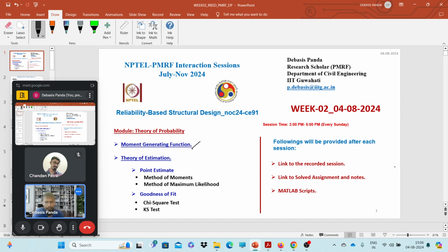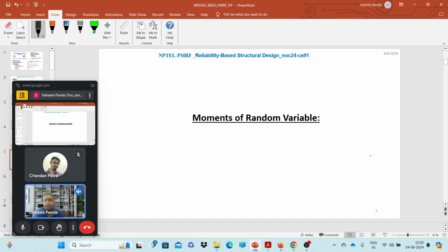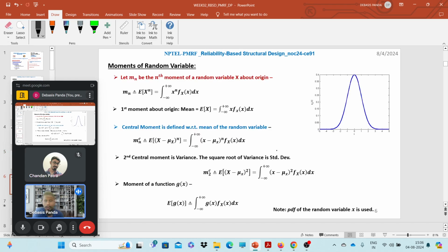So first we will revisit the moments of a random variable. In the last interaction session, we discussed the moments of a random variable. We will quickly recapitulate these sections, then we will move to the moment generating function part. So, moments of a random variable.